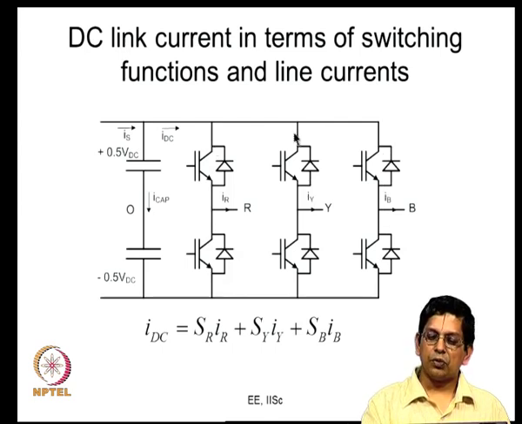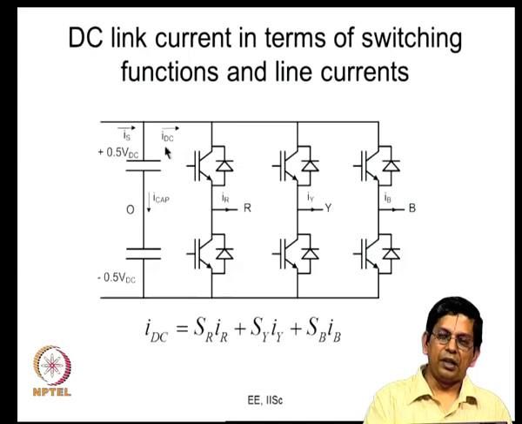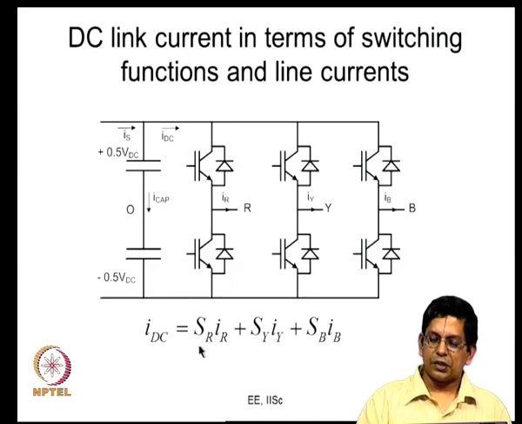So, the sum of these 3 top device currents is your DC link current, and IDC can be written like this as a sum of the product of switching function and line current now. So, if you see IDC, let us say if SR is 1 and SY is 1 and SB is 0, it is basically IR plus IY, or let us say SR alone is 1, others are 0. So, IDC is equal to IR.